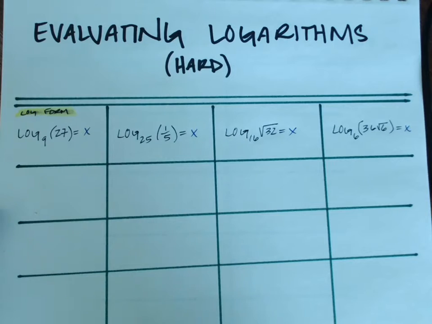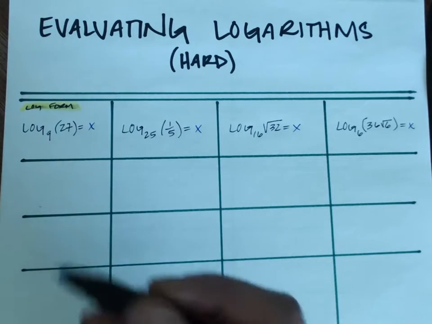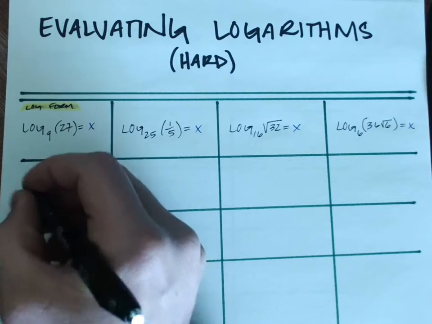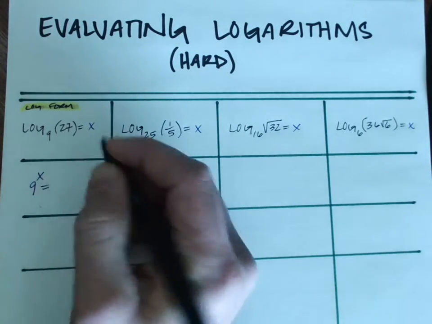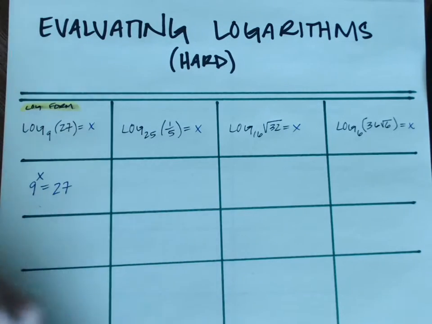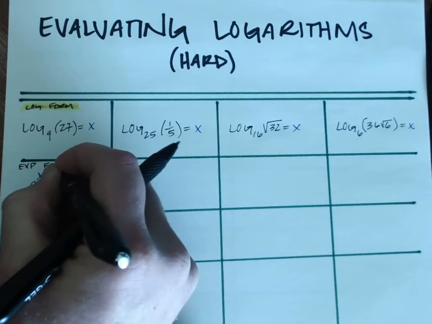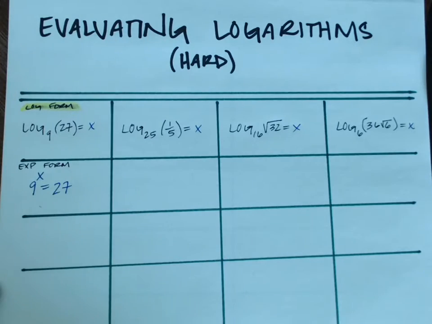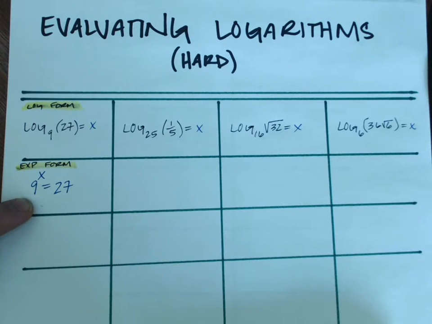And then each of these, the first step is going to be to convert it from log form into exponent form. And to do that here, the 9 represents the base, so this is going to be 9 to the power of x equal to 27. So this is now in exponent form. And that's not a whole number. So x is somewhere in between 1 and 2.